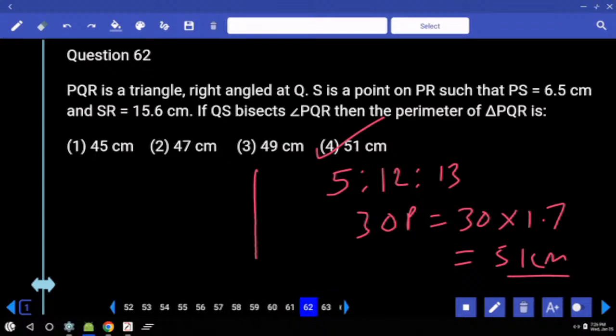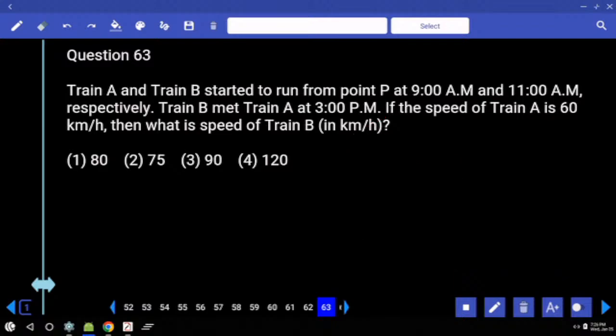Okay? Right. Next, 63. This is the trains question. We have been doing this question for a long time already. Train A and B started to run from a point P at 9 a.m. and 11 a.m. respectively. Train B met train A at 3 p.m. If the speed of train A is 60, then what is the speed of train B? See, one thing you should notice here is, he gave only one point. He has not mentioned same direction or opposite direction, but he has mentioned only one point. If only one point is mentioned, they are starting from the same point. And to catch up, which direction are they going? Same direction. That is your first hint.